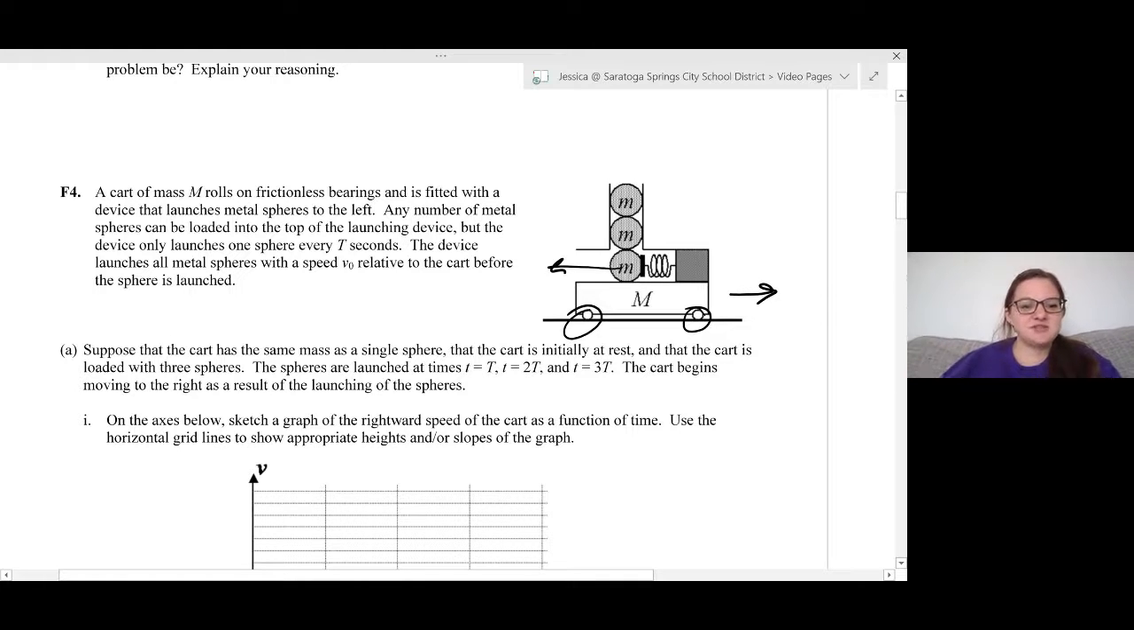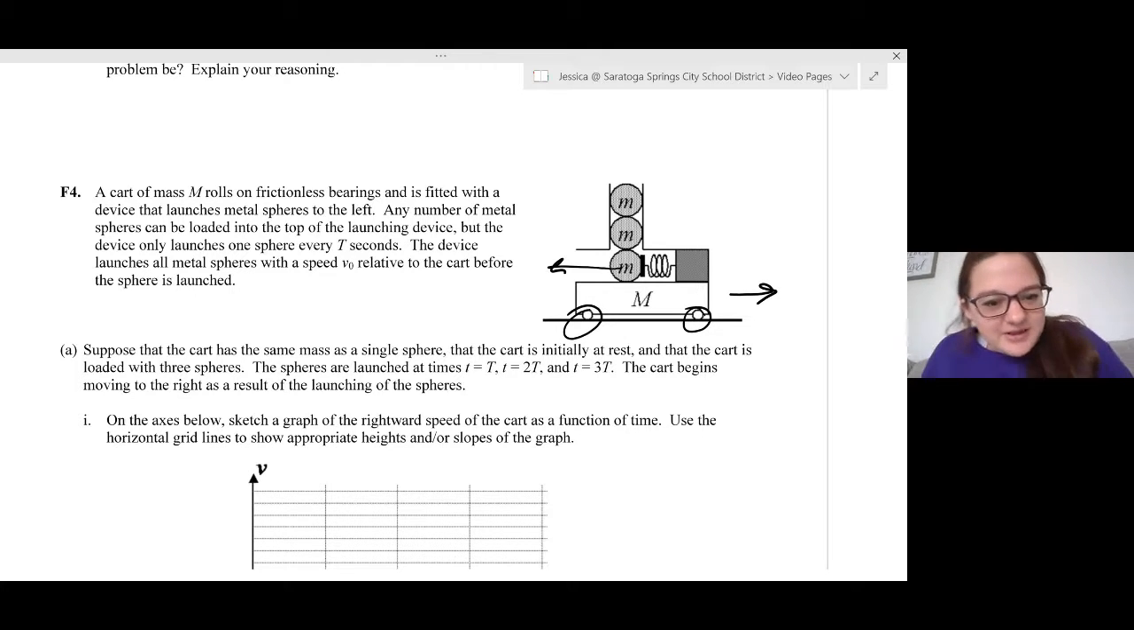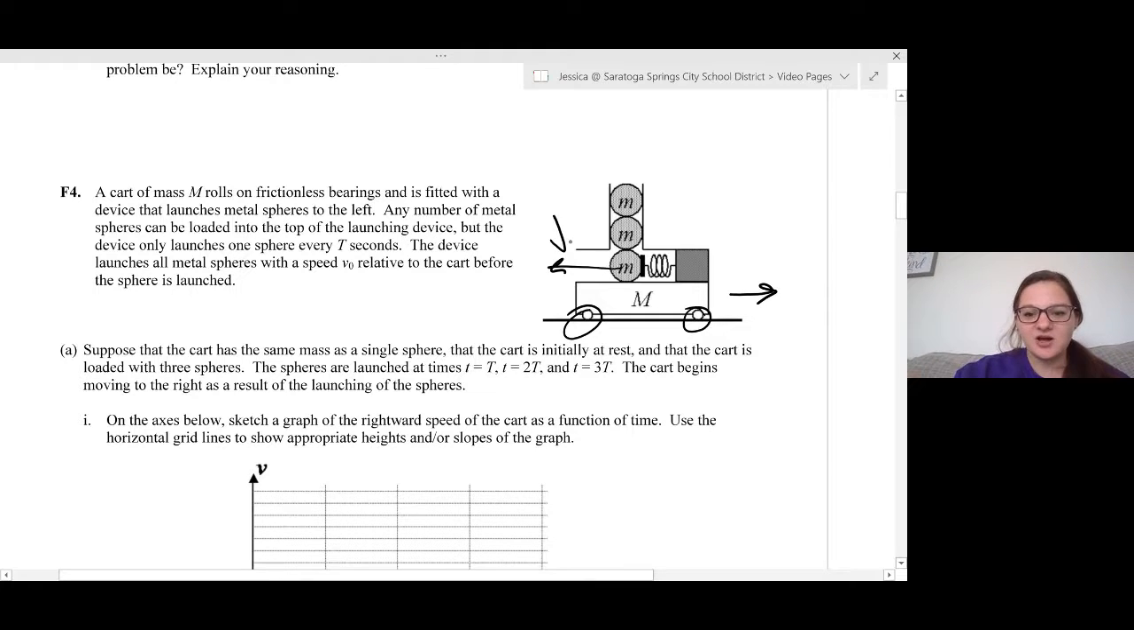Any number of metal spheres can be loaded into the top of the launching device, but the device can only launch one sphere every t seconds. Okay, the device launches all metal spheres with a speed v0 relative to the cart before the sphere is launched. So no matter which sphere number we're on, they all get launched with v0. Okay, so suppose that the cart has the same mass as a single sphere. The cart is initially at rest. Okay, that's helpful. And that the cart is loaded with 3 spheres.